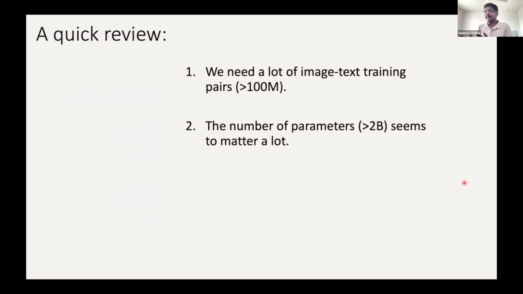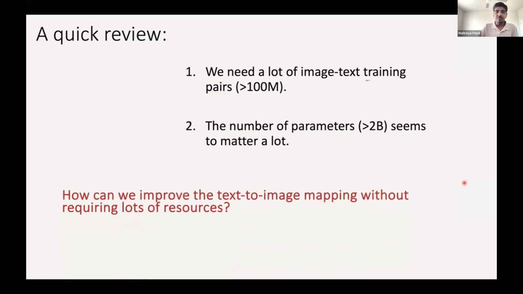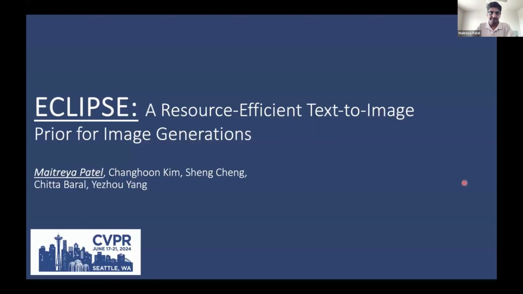Based on this quick analysis that we conducted, we found that all of these text-to-image generative models require more than 100 million image-text pairs and at least 2 billion parameters to train the model. And that is a lot. So how can we improve text-to-image mapping without requiring a lot of resources?